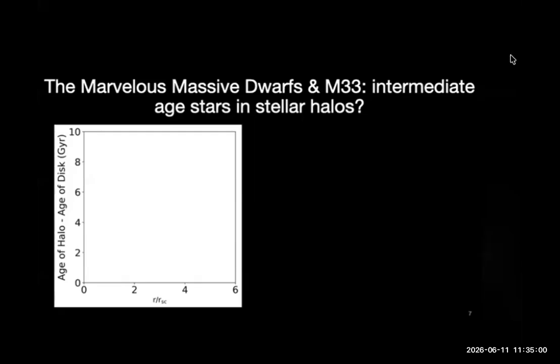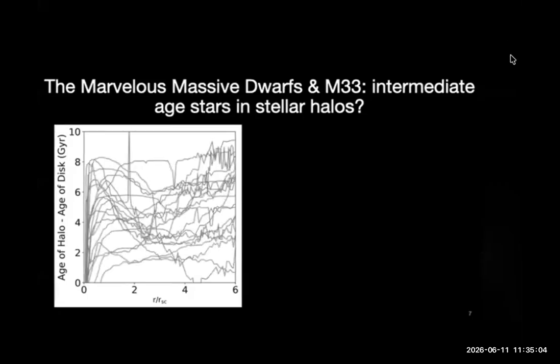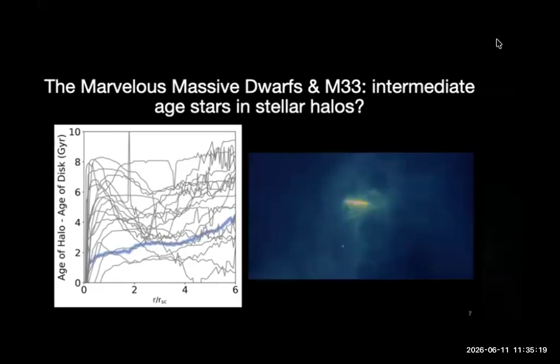So very old halos would be at the top of this plot, and very young ones would be at the bottom. If we put the Marvelous Massive dwarfs here, you can see there's no real pattern. We have a ton of variation in the ages of their stellar halos. But what we're going to do is take a fairly extreme one. We're going to take this galaxy, and look at the video of what happens to it to make it this way.